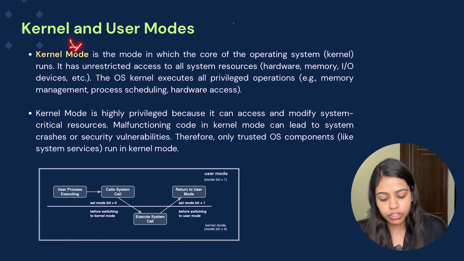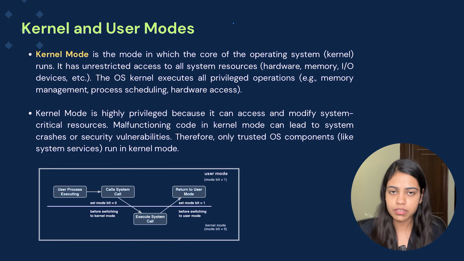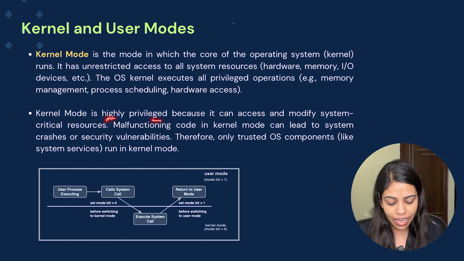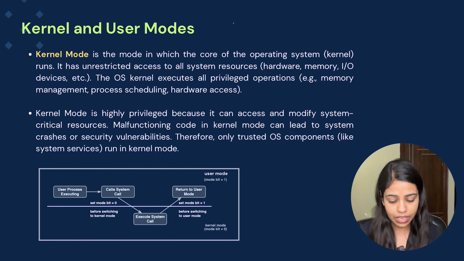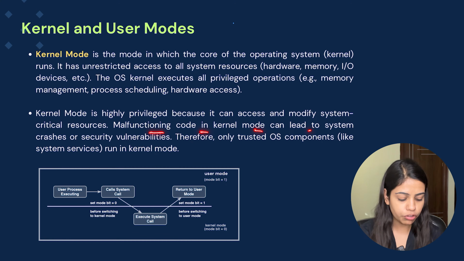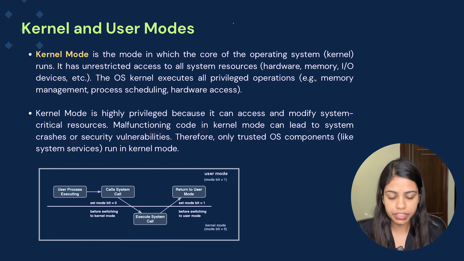In the kernel mode, all the process management and memory management happens. The kernel mode is highly privileged because it can access and modify system-critical resources. It has unrestricted access to all the system resources. Malfunctioning code in the kernel mode can lead to system crashes or security vulnerabilities.